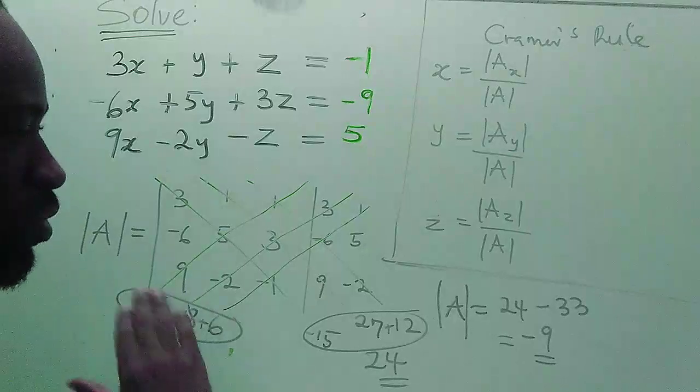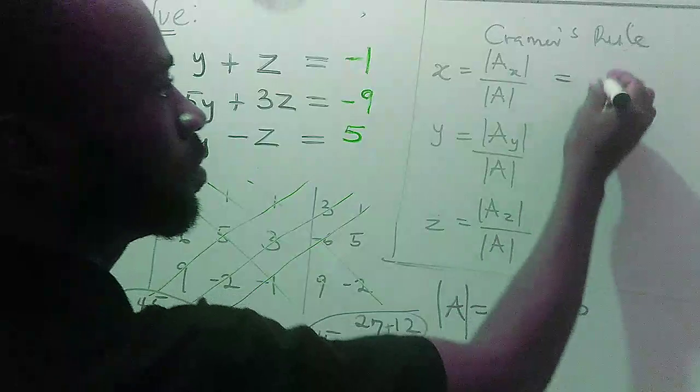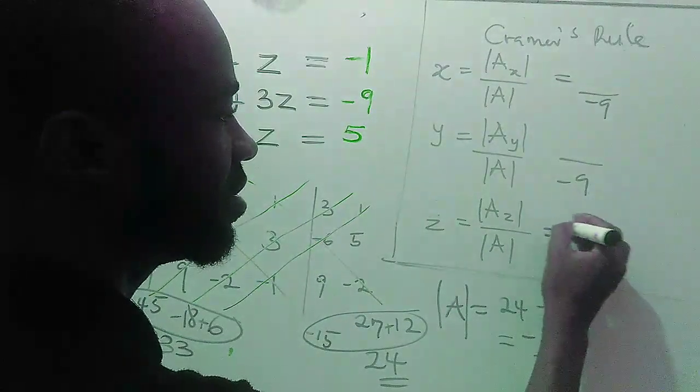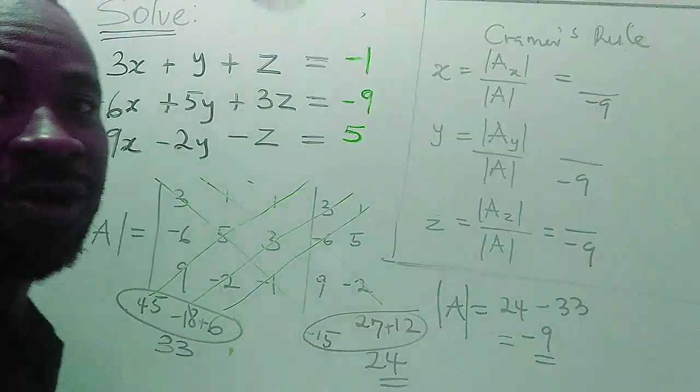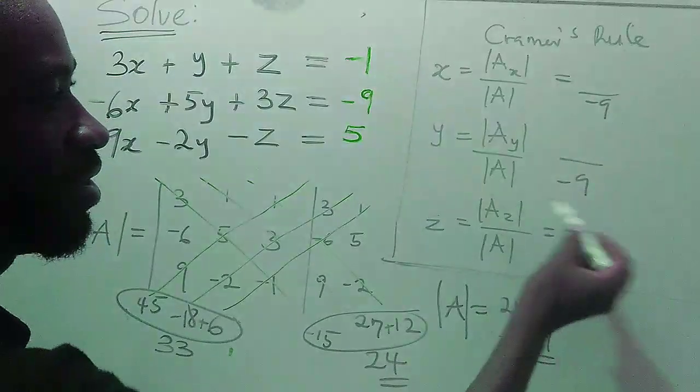So we have gotten this now. We have gotten minus 9 as our denominator. So what is left for us to get now is my Ax, Ay, and Az.